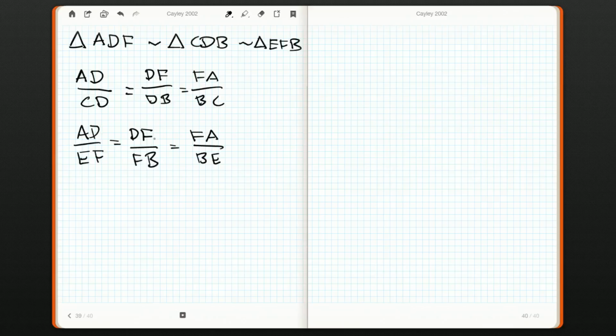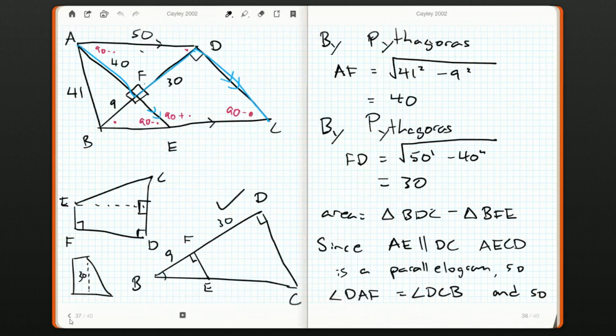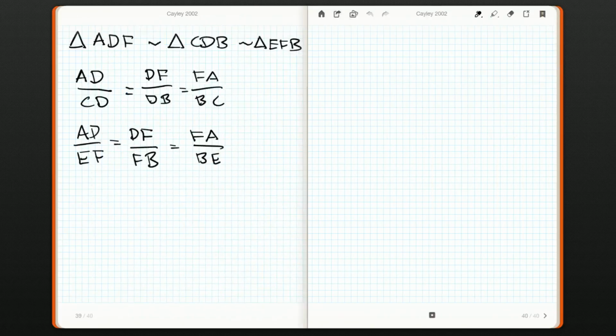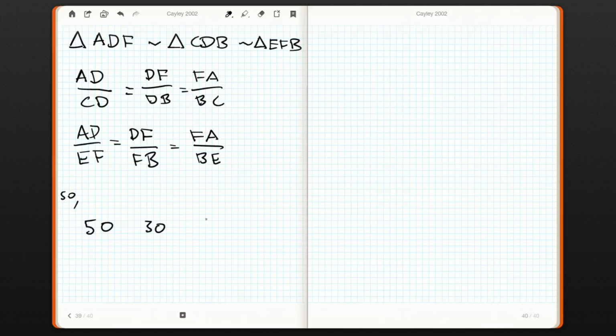Okay, so I think we can fill out some of these. We can definitely fill out all the lengths in ADF. And then we've got a 9 here, and BD is 30 plus 9, so that's 39. So AD is 50. DF is 30. And we got 40. DB is 39. CD and BC. Okay. Well, 30 over 39, that's a definite number that we can know, and that means we can work out CD and BC.